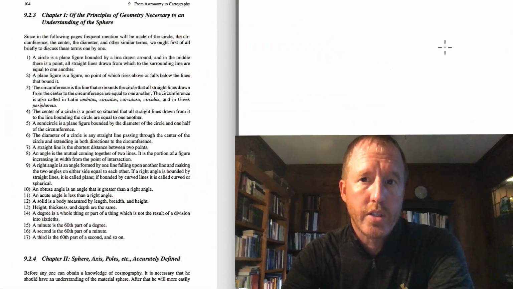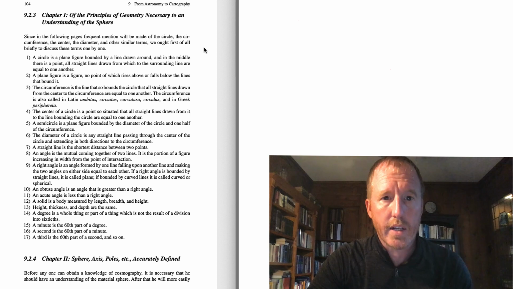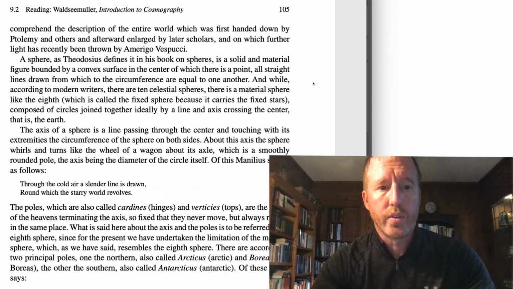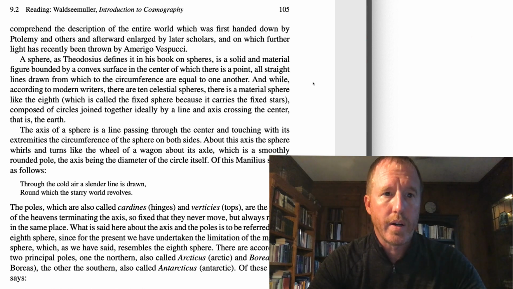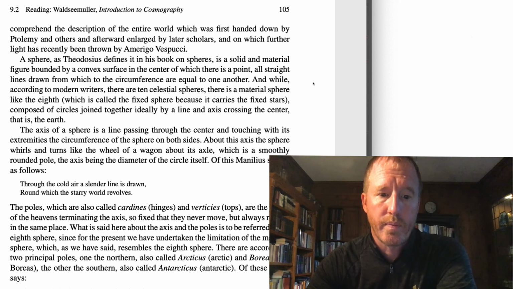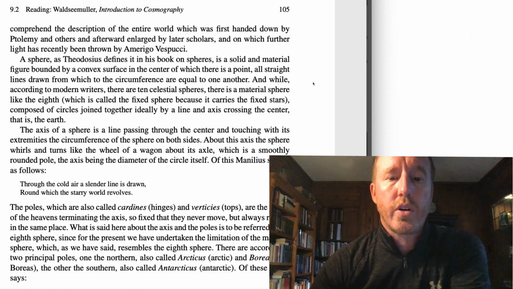He says that his work is really based on the work of Theodosius. Theodosius was a 2nd century BC Greek astronomer and mathematician. So if you look at page 105 in a student's guide, you'll see that he's talking about these various spheres. He says that there are, according to then modern writers, 10 celestial spheres. And that the 8th sphere is a sphere on which the stars are fixed.